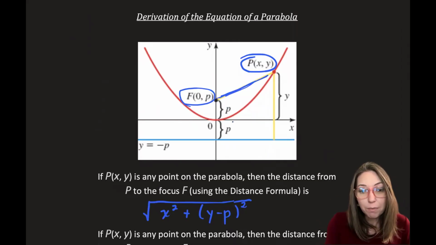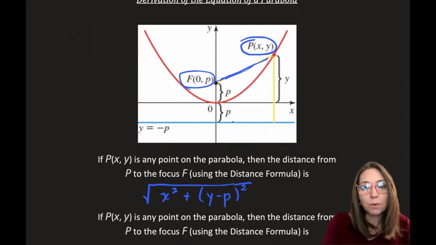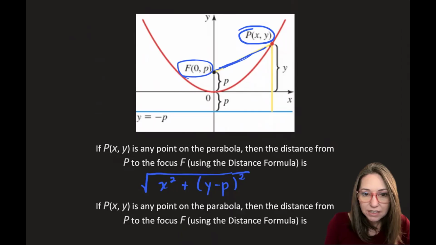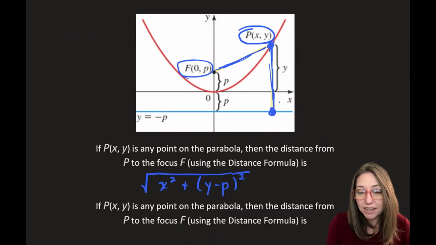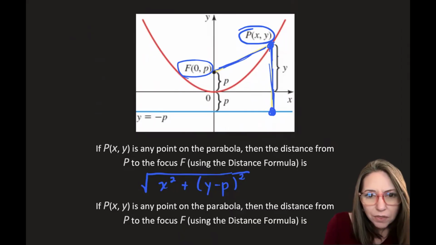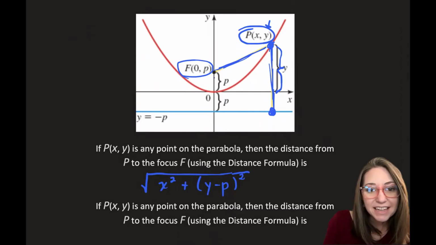Now, by the definition of a parabola, that distance is equal to the distance from P, which is x comma y, to the directrix. That is equal to this y value, the distance from here to here, that's y, plus the distance from here to here, which is also p, because these distances are equal.